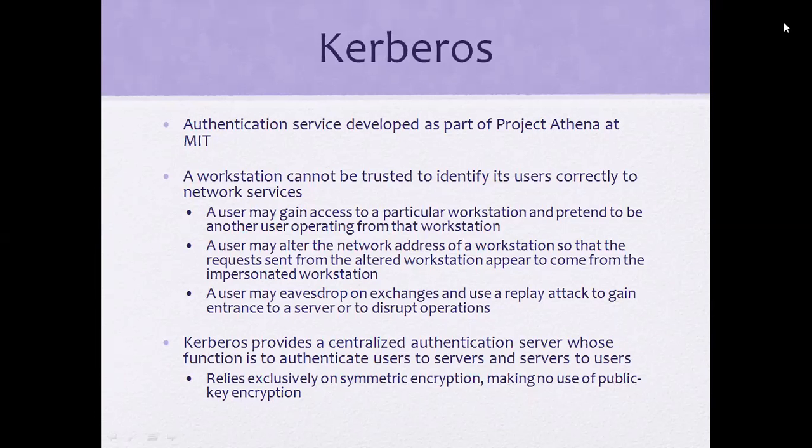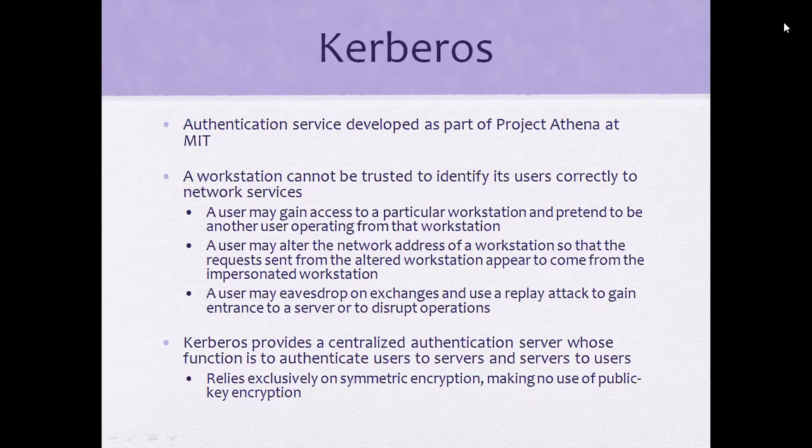Now coming to the second point: a user may alter the network address of a workstation so that the requests sent from the altered workstation appear to come from the impersonated workstation. So instead of the original workstation, another person at another workstation may alter the message and impersonate the address. That is the scenario in the second case.